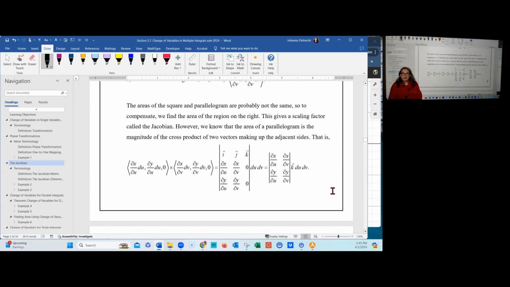And to find the area of the parallelogram, we compute the cross product. And this is basically going to give us the 2 by 2 determinant of this matrix multiplied by k hat. And notice that the du and dv came out as sort of like scalar multiples. So this is going to give me that transformation of the area from one to the other.